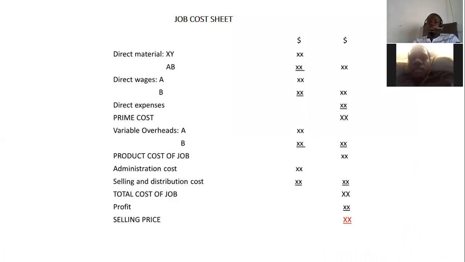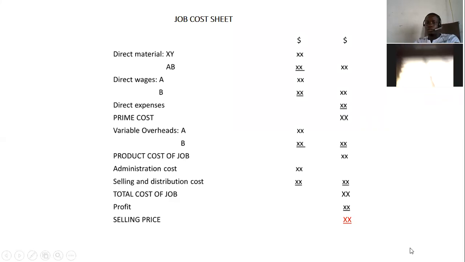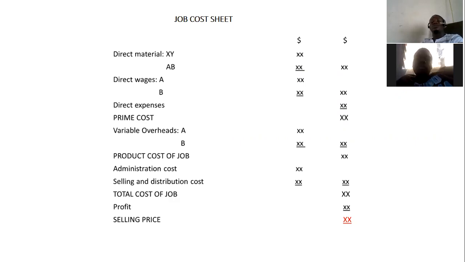When we're looking at the characteristics, we realize that cost is ascertained for each job. That is what we've been told. So this is how to go about the ascertainment of cost, that's calculation of cost. At the end of the day, it ought to be presented in a particular way. This is the format.